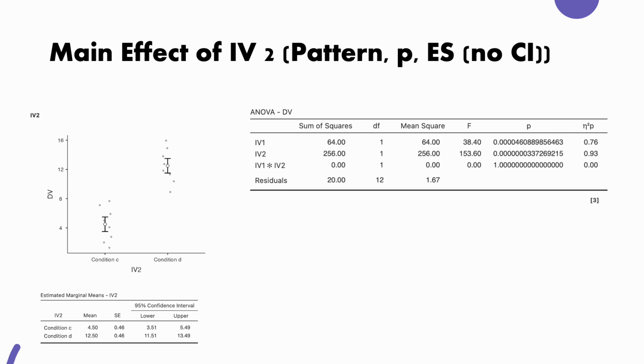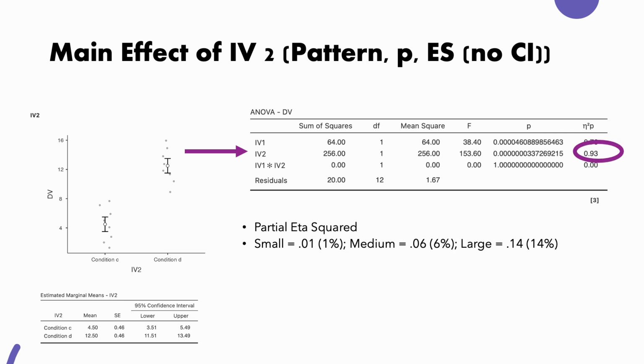Now, our next question is, is this a significant effect? We look at the line with independent variable 2. Our p-value is less than 0.05 again, so we know it's significant. So we know this mean difference is better than nothing in the population. And we know the eta squared is 0.93, reminding us of partial eta squared. The IV accounts for 93% of the changes in the DV. This is a large effect based on the 1% small, 6% medium, 14% large.